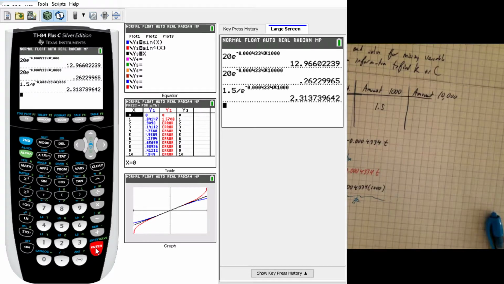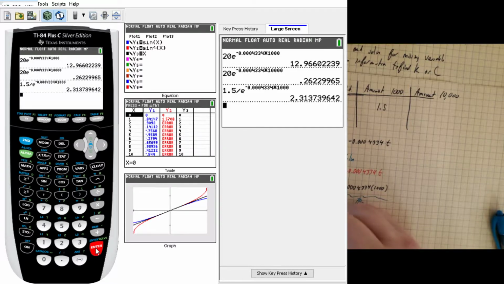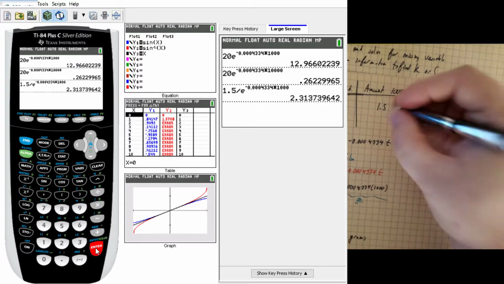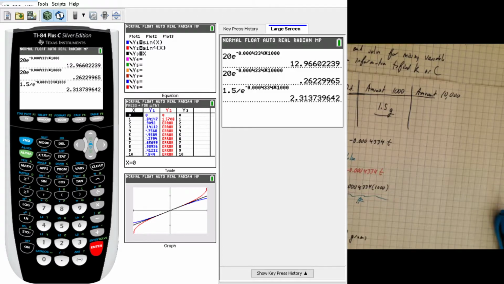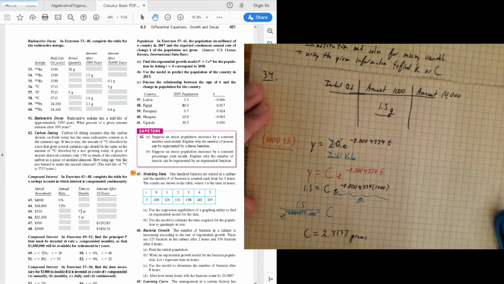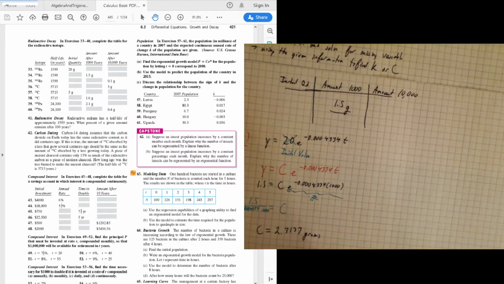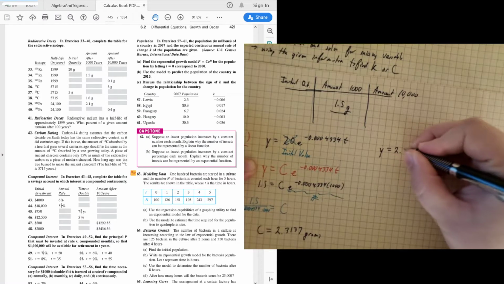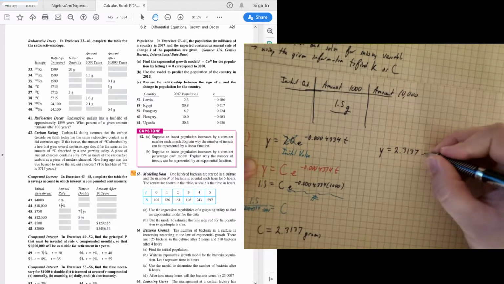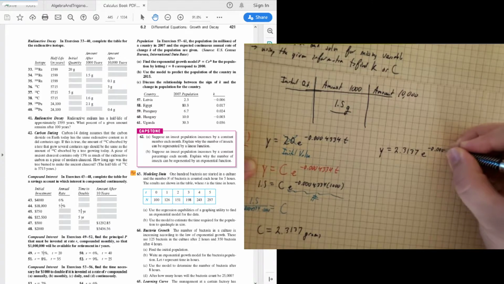This tells me that my initial value, my C value in this case, is 2.3137 grams. How do we know it's grams? Well, I started with grams. Oops, let me get the calculator out of the way so you can see it. This tells me my C, which means I have a new formula in this problem. And that formula is this formula, but with the correct C. So y equals 2.3137 e to the negative 0.00043334 t.